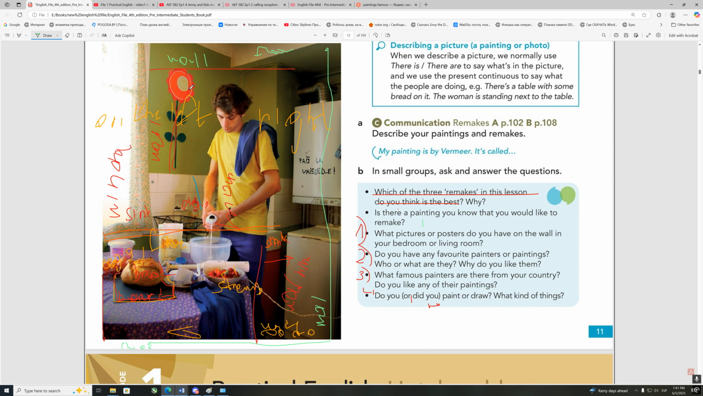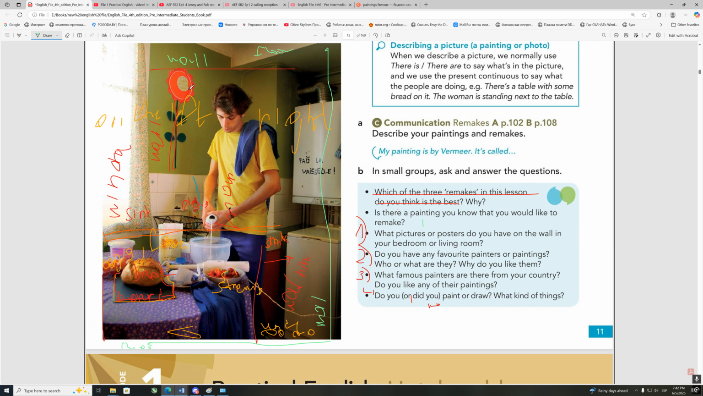Okay. And number three, maybe I have already mentioned them. You just need to recall what I said to you 5 minutes ago. I mentioned the information about famous painters in Belarus. Number three. What famous painters are there from your country?